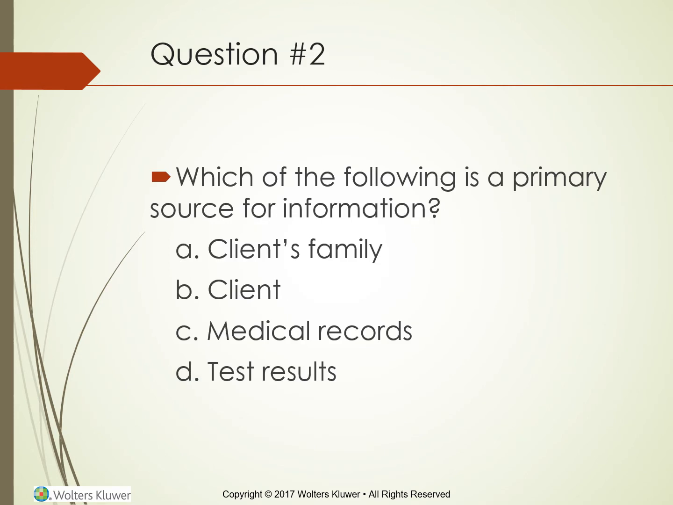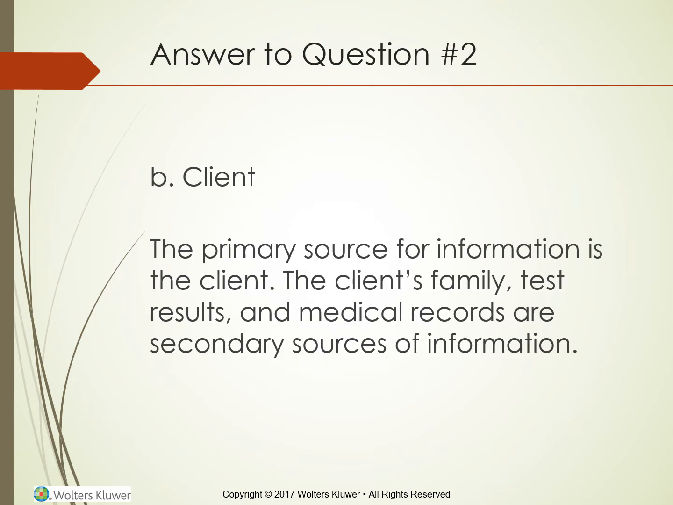Which of the following is a primary source for information? Client's family, client, medical records, test results. You're going to choose one. The primary source for information is the client. The client's family, test results, and medical records are secondary sources of information.